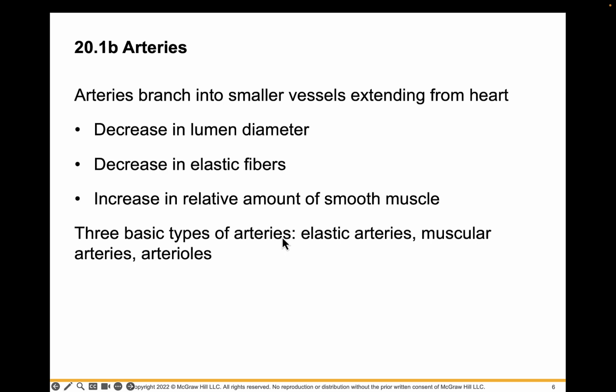Now, if we look at the different types of arteries, as we said, they basically decrease in diameter of the lumen as they get further away from the heart. We're looking at a decrease in elastic fibers, and overall a general increase in the relative amount of smooth muscle. The three types of arteries are elastic arteries, muscular arteries, and arterioles.